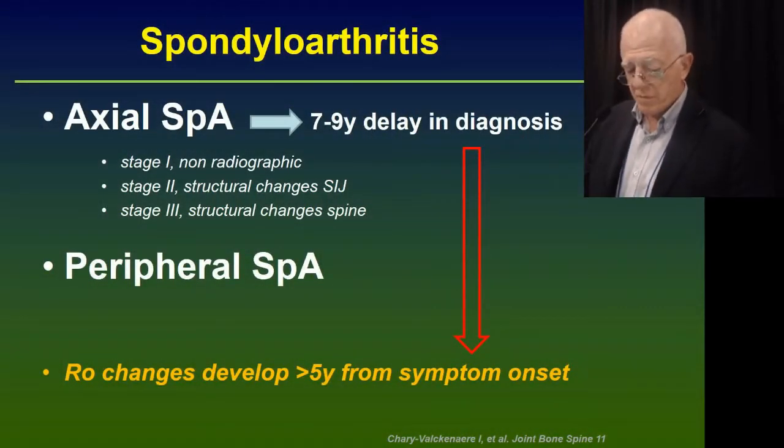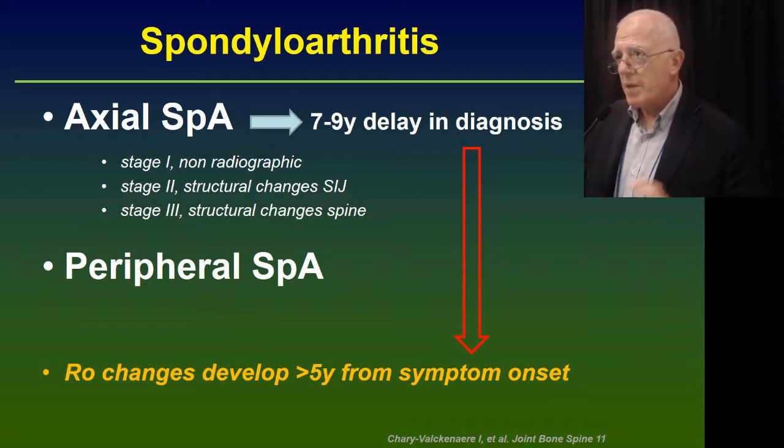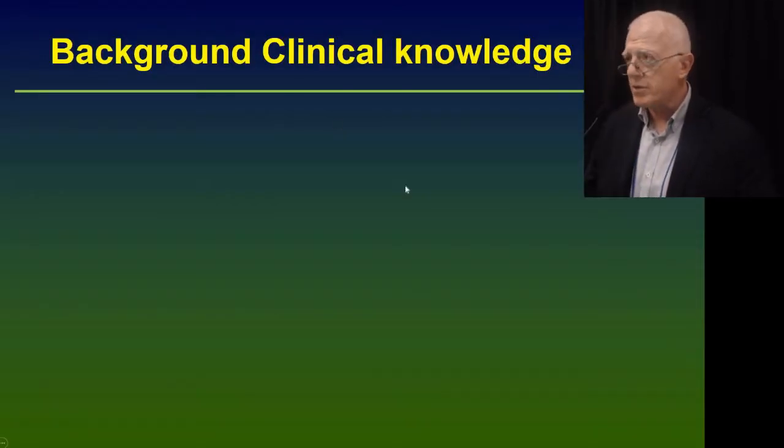Structural changes in the sacroiliac joints, and stage 3 with structural changes in the spine. Actually, there is a delay throughout the world, not only in underdeveloped countries, but also in developed countries, of 7 to 9 years in diagnosis. This is related to the fact that radiographic changes on plain films develop at least 5 years after the onset of symptoms, plus some delay in the general practitioner, plus some delay in the orthopedic surgeon who is not giving too much attention to the clinical symptoms. Then we have a significant delay in diagnosis.